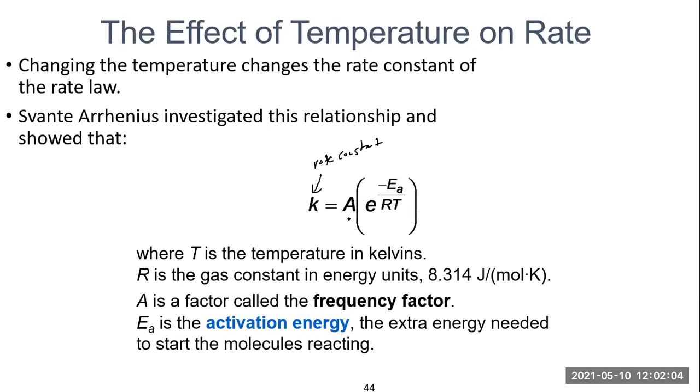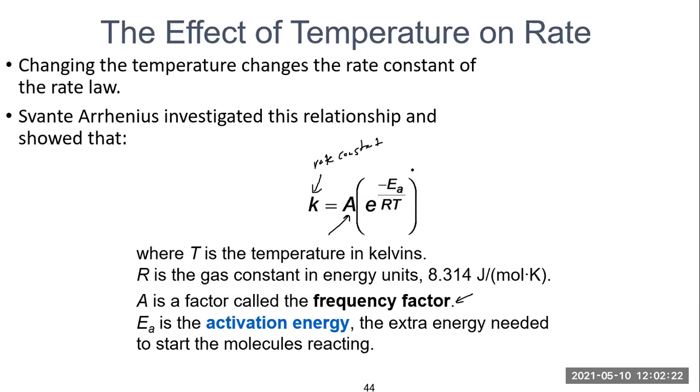A is the frequency factor, and as we'll talk about it, it's sort of the proportion of molecules that have sufficient energy to get up and over that hill to the other side. So that's what the frequency factor is. It's that grouping of molecules that really can get up and over that hill to the other side.